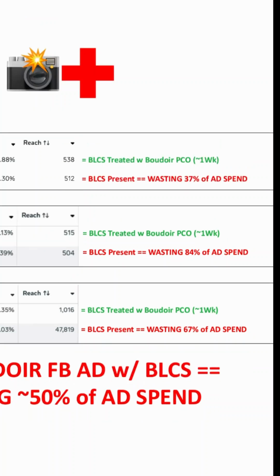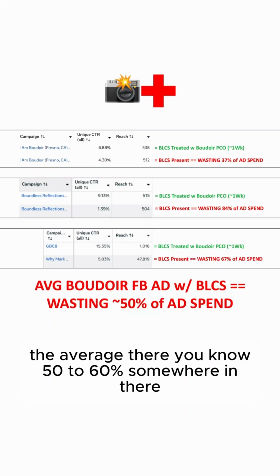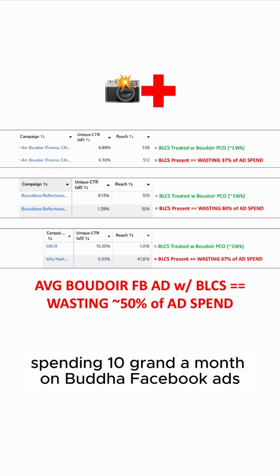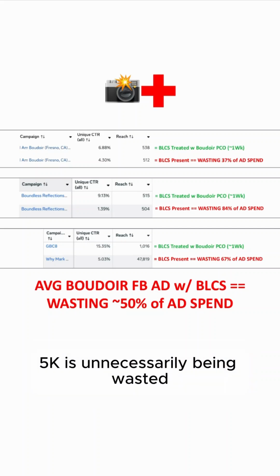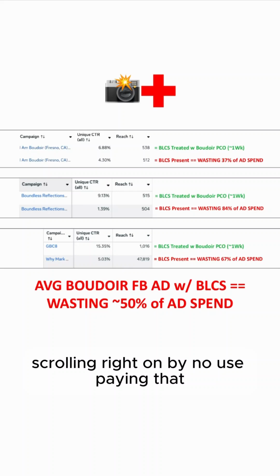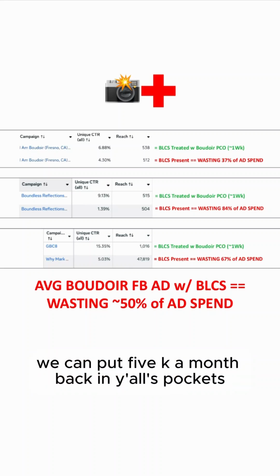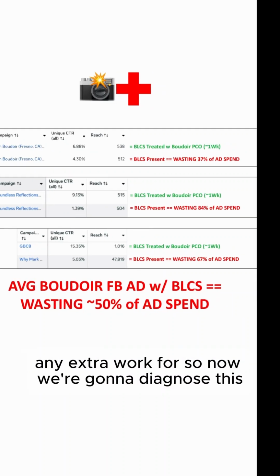So the average there, 50 to 60%, somewhere in there. So again, if you're spending 10 grand a month on Boudoir Facebook ads, 5K is unnecessarily being wasted, doing nothing but women scrolling right on by. No use paying that, and by eliminating that, we could put 5K a month back in y'all's pockets, 60K over the next 12 months.